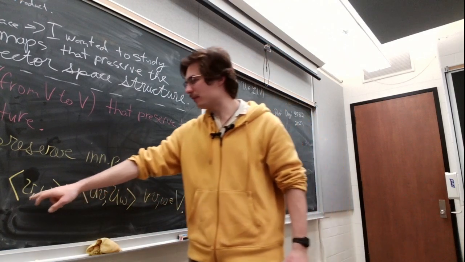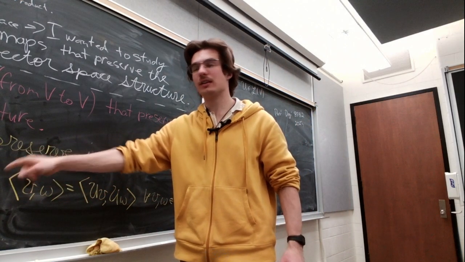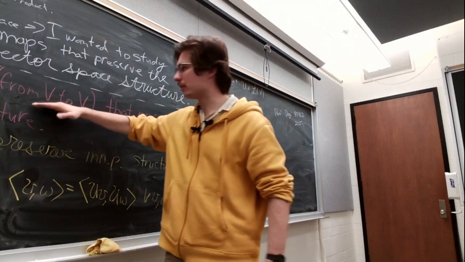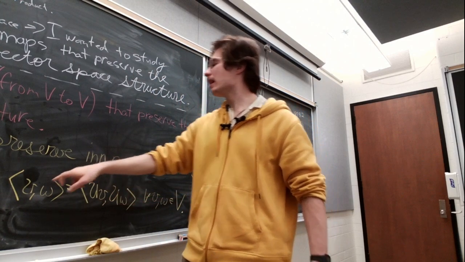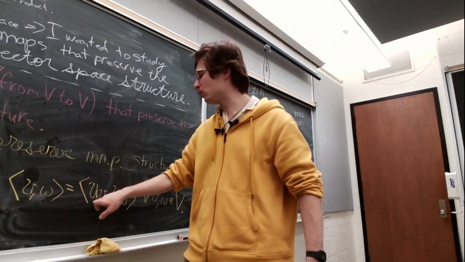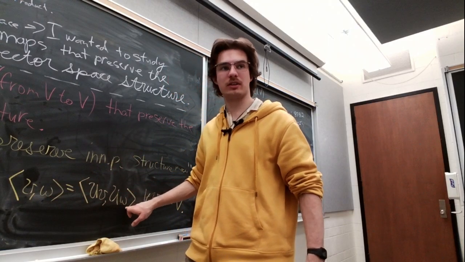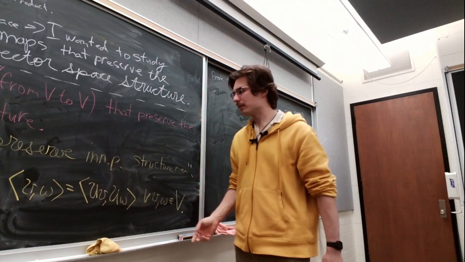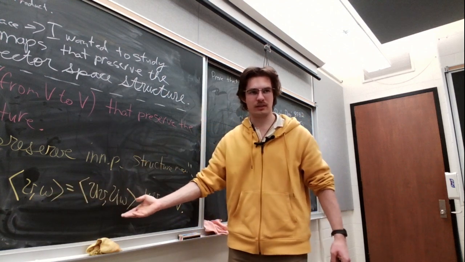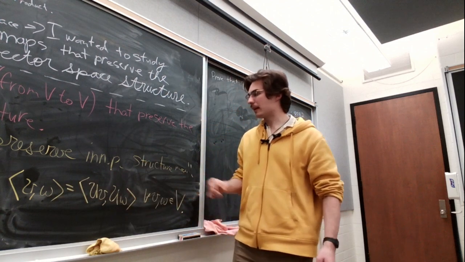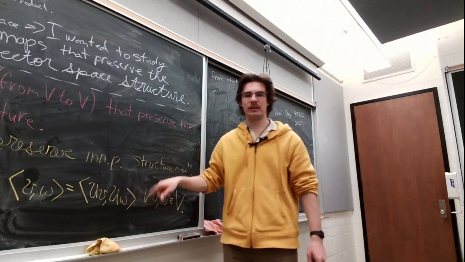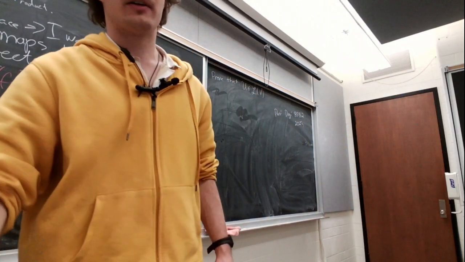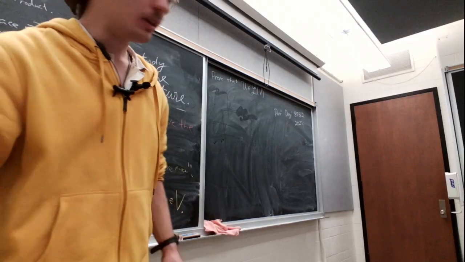We define a map to preserve the inner product structure when it does this. U is a map from V to V, so we're specifically looking for maps from V to itself. We say it preserves the inner product structure if the inner product of V and W is equal to the inner product of U applied to V and U applied to W. So if the inner product used to be this, then it's still this. Okay. And now we want to show that if a map does this, then it necessarily has to be a linear map.